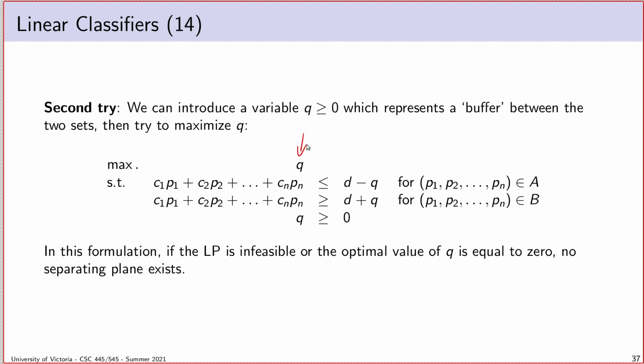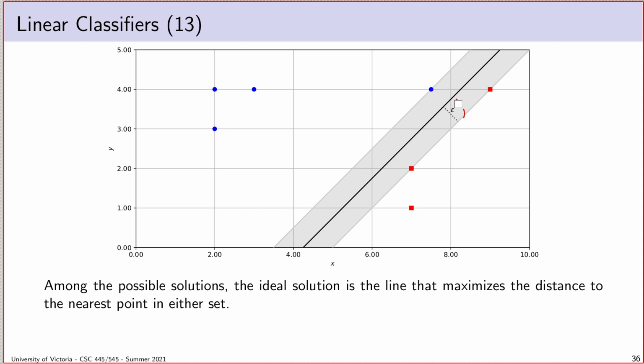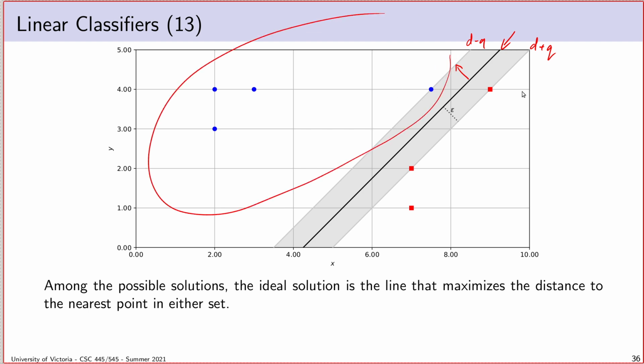I want to maximize my value Q subject to the constraints that every point in set A lies on one side of the line, but offset by distance Q. So what I'm really saying there is I want to create my central line, and then I want to have this other line here, which is sort of the line D minus Q, and then there's D plus Q. And I want everything in the blue set to lie on this side of the line D minus Q, and everything in the red set to lie on this side of the line D plus Q.